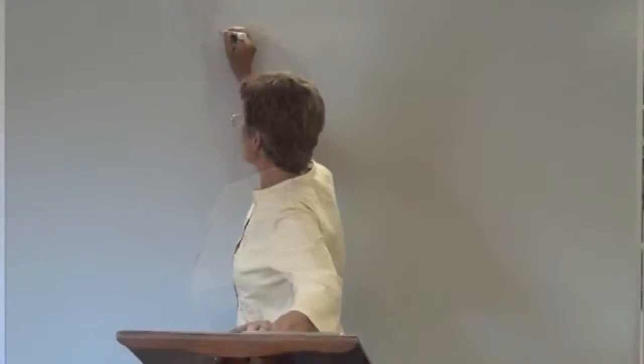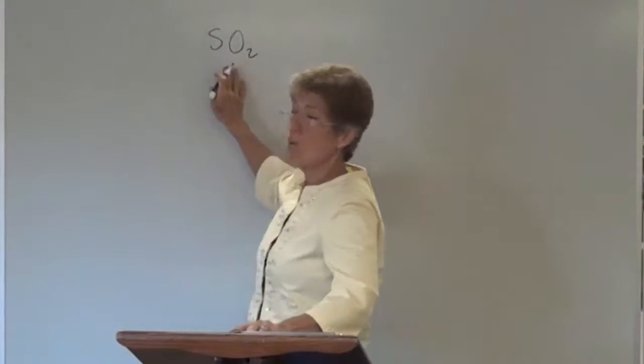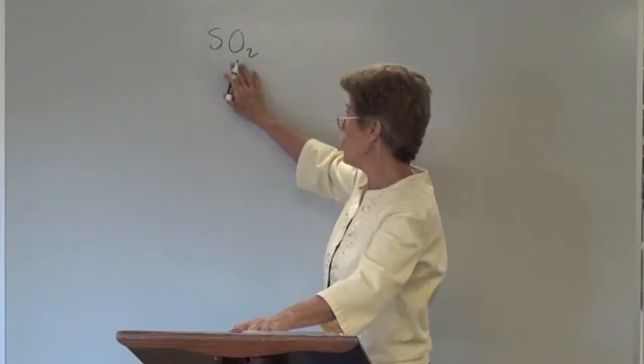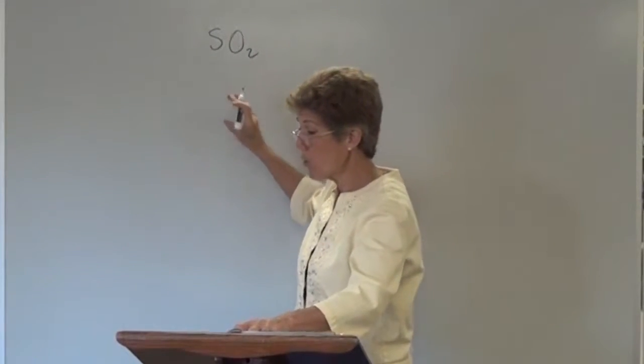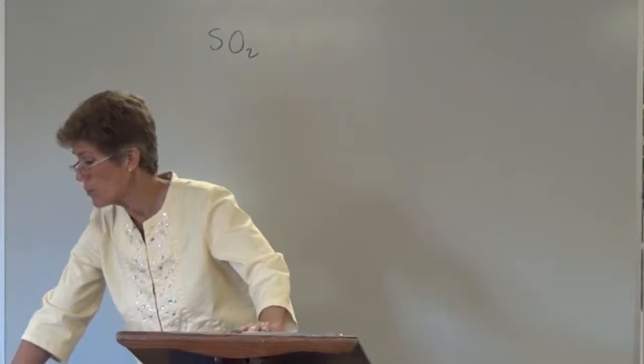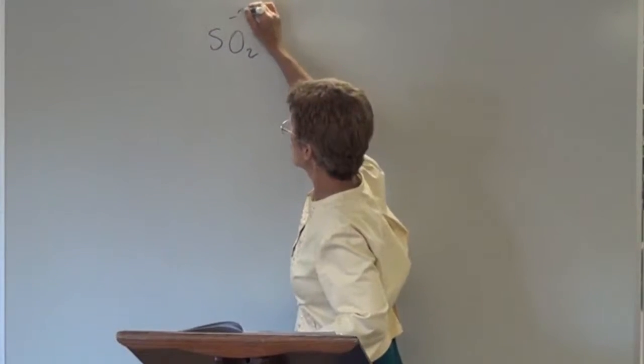Number 18, give the oxidation numbers of all the atoms in the following compounds. So first we have SO2. Well, rule 1 doesn't apply. No group 1 metals, no group 2 metals, no fluorine, so no hydrogen. So now we're all the way up to rule number 6, which is oxygen, which is -2.